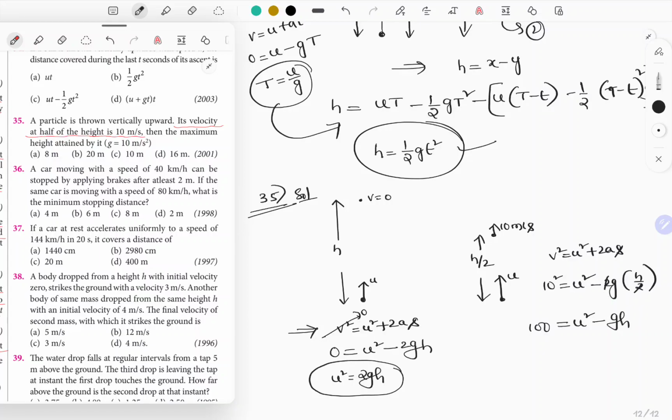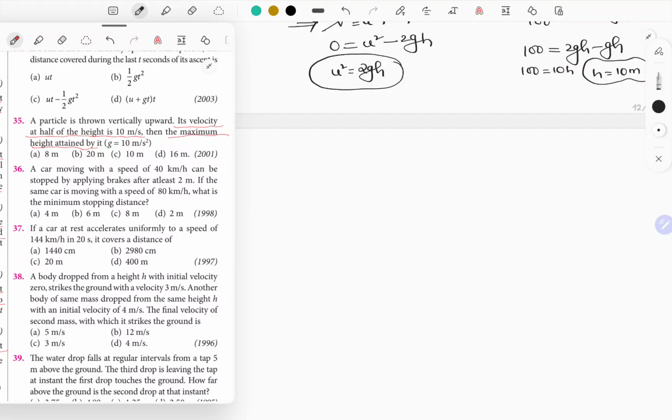What is the question they are asking? They're asking the maximum height attained. So from this we know that u square is equal to 2gh, then 100 is equal to 2gh minus gh. So 2gh minus gh is equal to g into h. The g value is 10, given in the question itself. So 100 is equal to 10 into h, then h is equal to 10 meter, the maximum height attained by it.